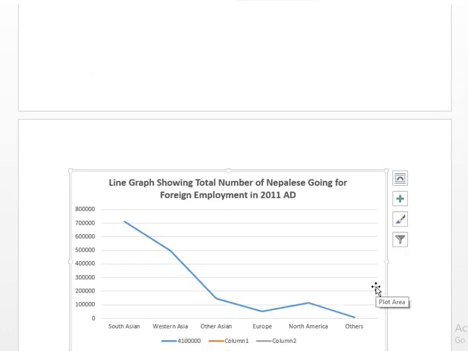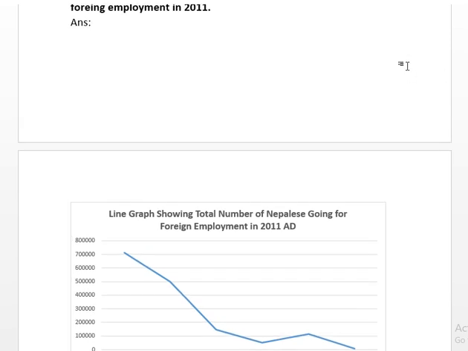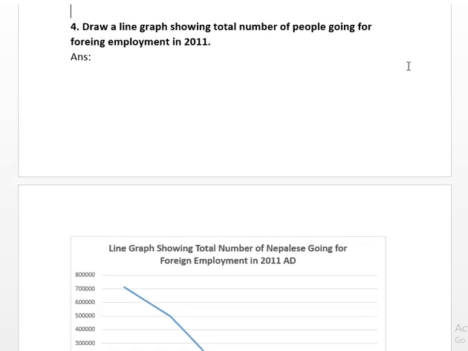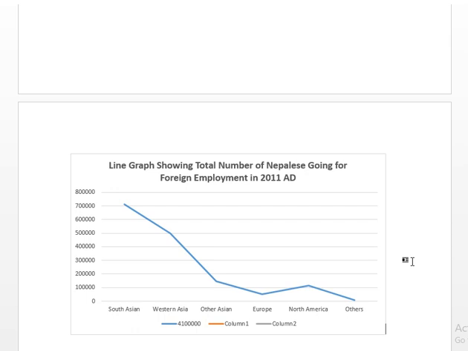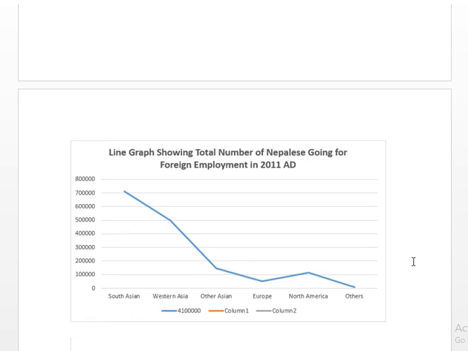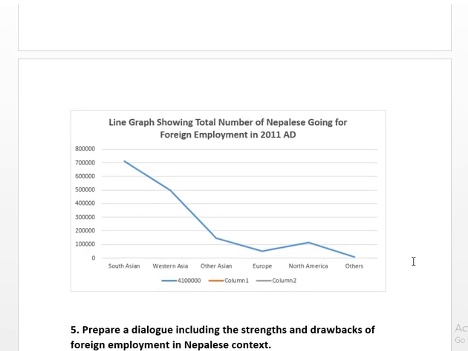Question number 4. You have to draw a chart. Draw a line graph showing the total number of people going for foreign employment in 2011. So this is a line graph, and here is the answer. It's not a bar, neither is it a pie chart. It's a line graph, and the line graph is also important, that may come in your exam.